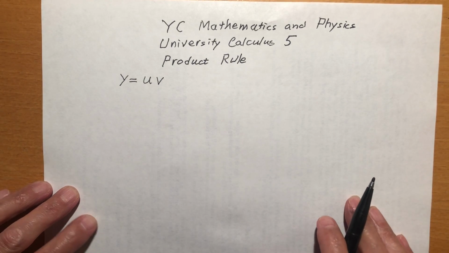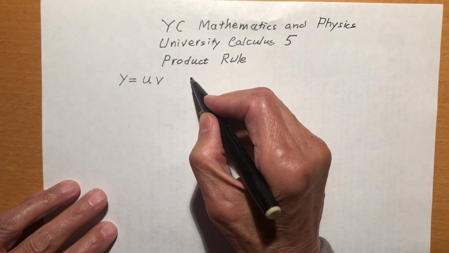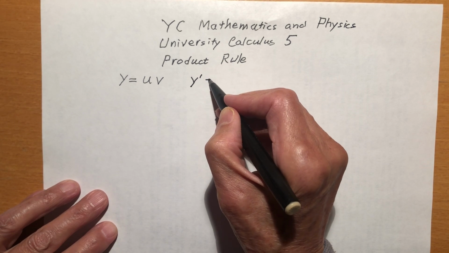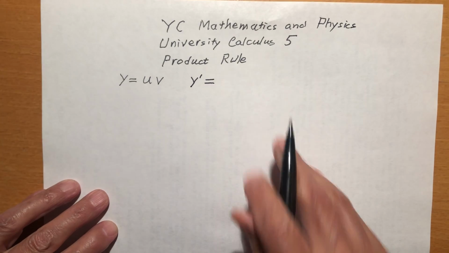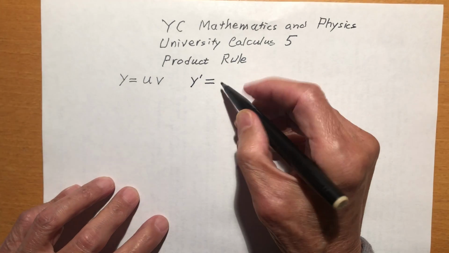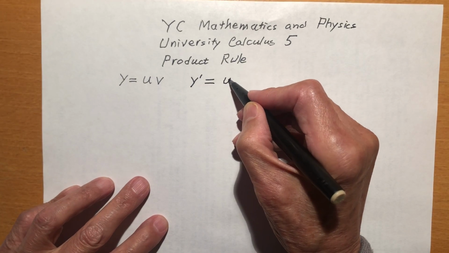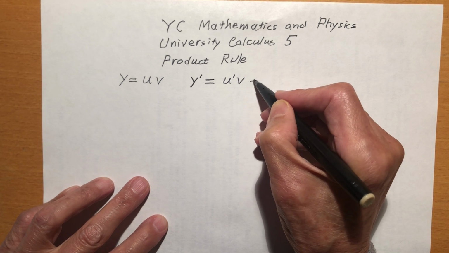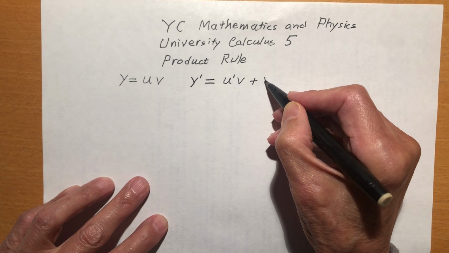So what is the derivative? This is a formula. The derivative is y prime. It's very easy to remember. Y prime is u prime v plus v prime u.